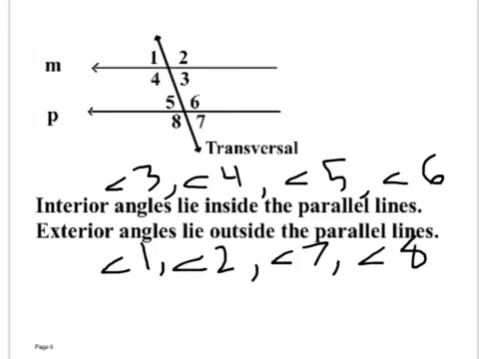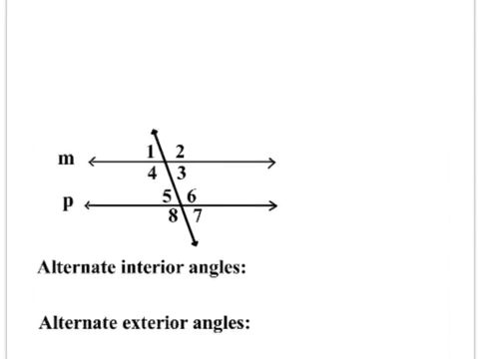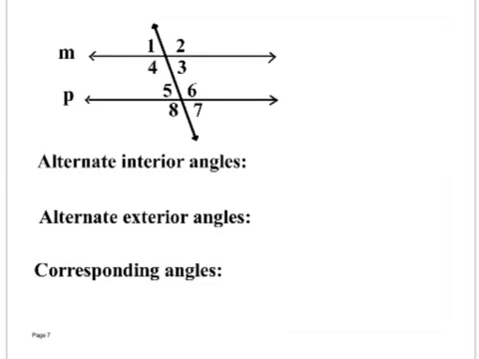Any questions on interior or exterior angles? Okay, now on the next slide, you're going to keep this. You don't have to draw it again. Just write what is underneath the lines M and P and the transversal. Leave yourself some space underneath alternate interior angles, alternate exterior angles, and corresponding angles so we can write what they are.